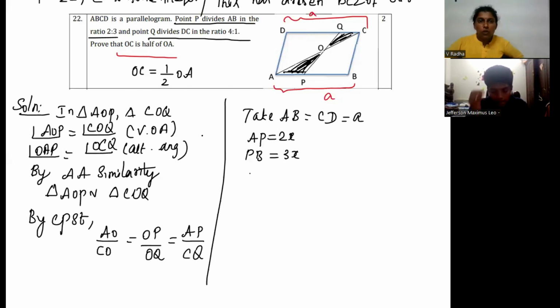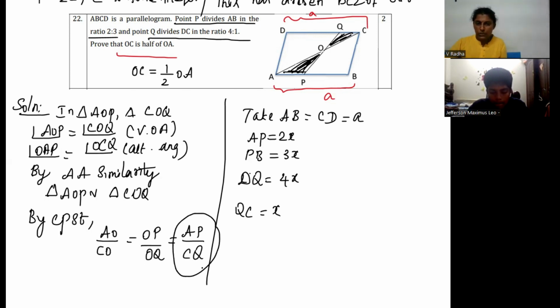CQ need. So also Q divides DC in the ratio 4:1. So DQ is equal to 4x and QC is equal to x. Correct? Yes, ma'am. So now AP we can substitute, AP is equal to 2x, and QC, that is CQ, is equal to x. So we know that this is number 1.